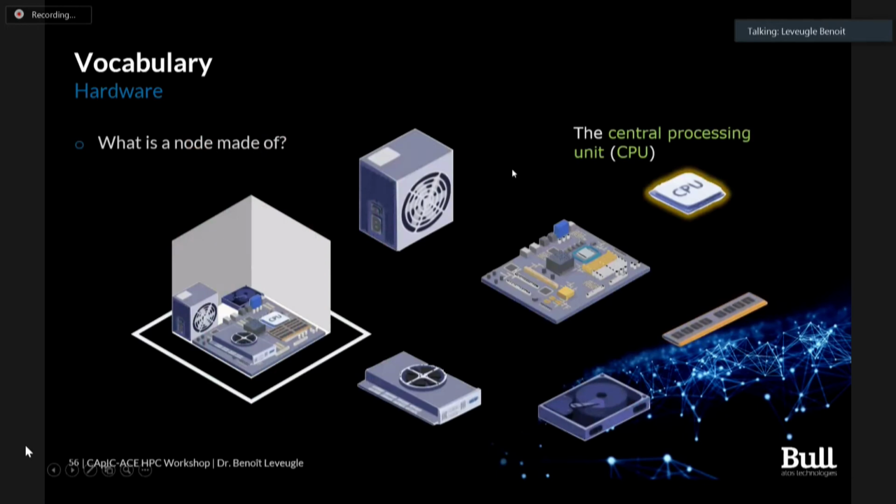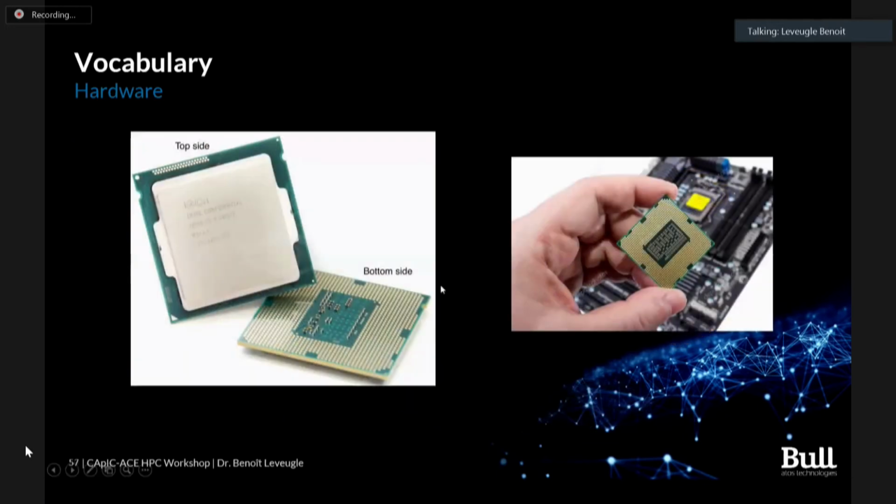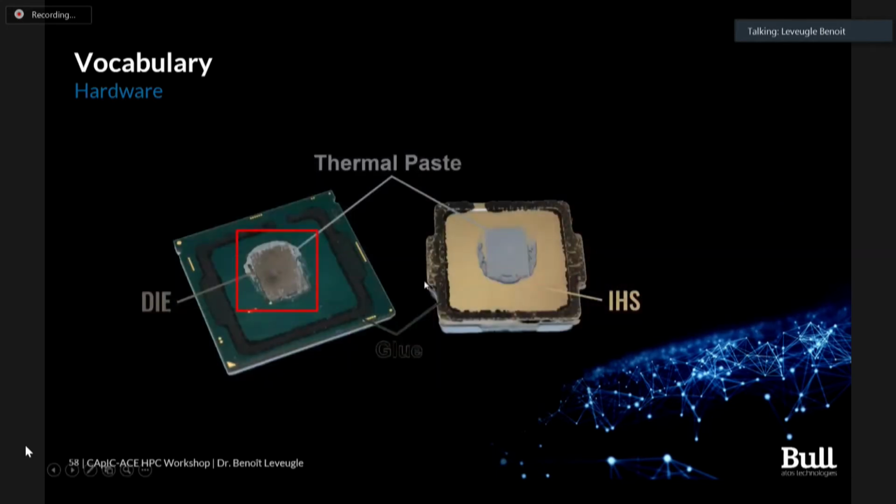The CPU, central processing unit, is a very strong element. It's very rare that you break a CPU. Contrary to the socket where it belongs, the CPU itself is very difficult to break. When you remove the IHS, you have some kind of thermal paste, and you see the die. We call it the die, the chip itself.